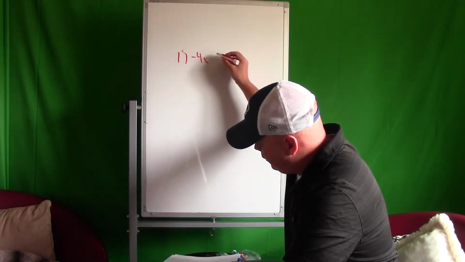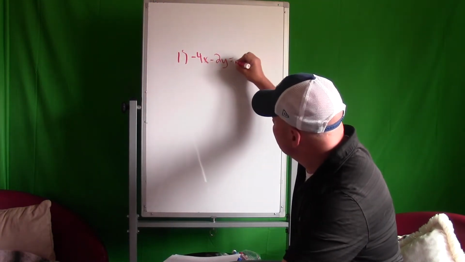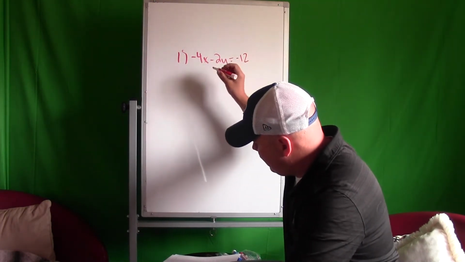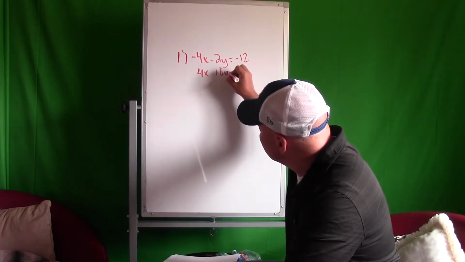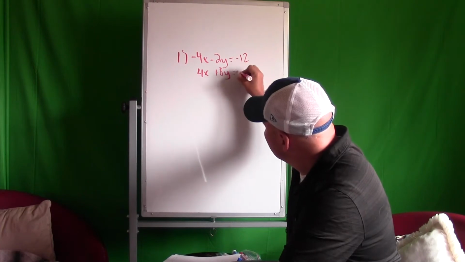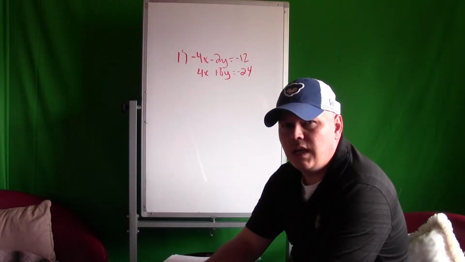because I did it in my note one already, but I'm going to do it again now. So it's negative 4x minus 2y equals negative 12. And we have 4x plus 8y equals negative 24.